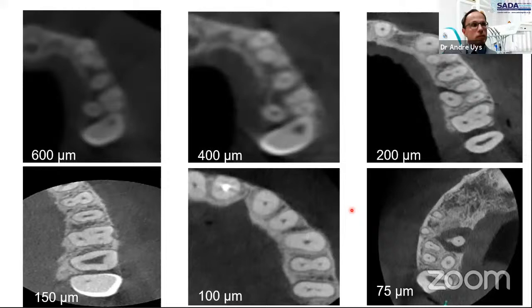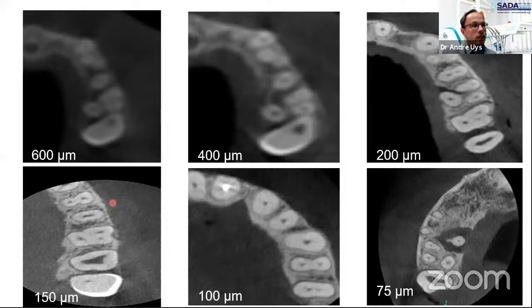But if you look through these images here, you'll see an image of 150 micron, and this was done on a big field of view machine, where we only took a small volume. You can see that the image is quite nice and clear, and you can even identify all these small little canals. It's not only the voxel size that determines the image quality. It's got to do with patient movement, if there's metal artifacts in the area, and of course the scan parameters like your kV and your mA.